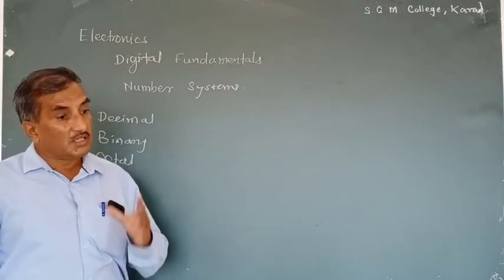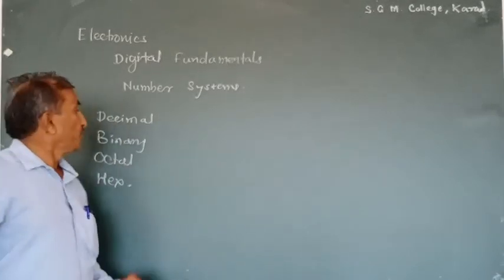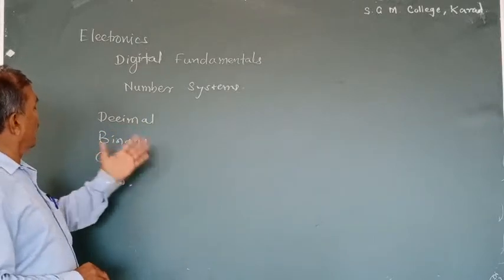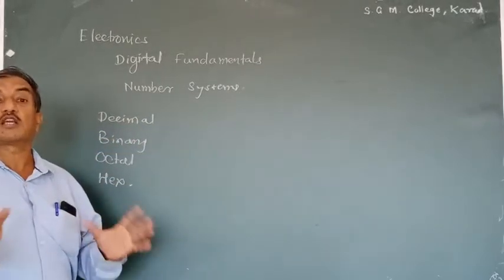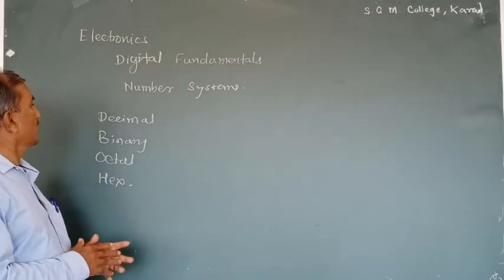As far as digital electronics is concerned, the important number systems are the decimal number system, the binary number system, the octal number system as well as the hexadecimal number system. In short, we call it the hex number system.